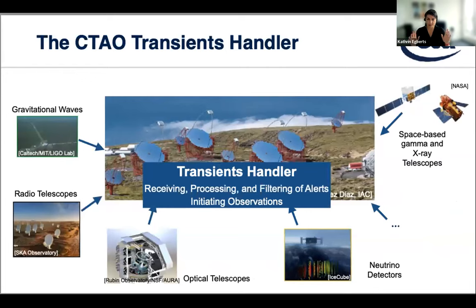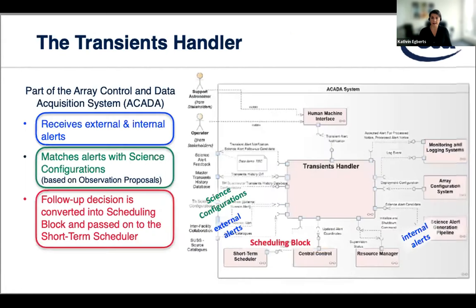Okay, so the instrument that is doing all of that is the CTAO transient handler. The transient handler is the instrument that receives all of this information, all of these alerts from different instruments, for example from Vera Rubin Observatory, from gravitational waves, from neutrinos, GRB alerts from Swift, Fermi, whatever. It receives them, it processes and filters them, and then initiates observations. And this is done the following way.